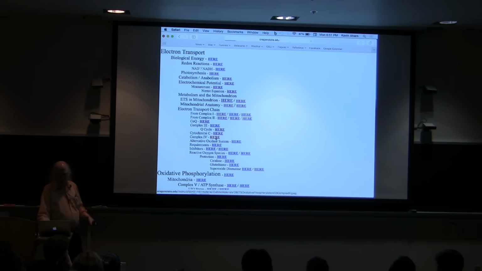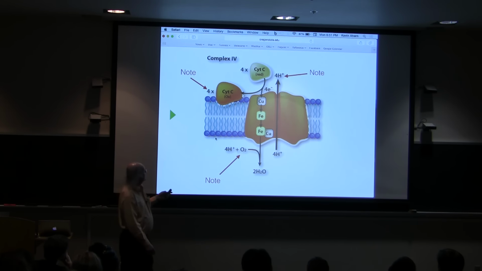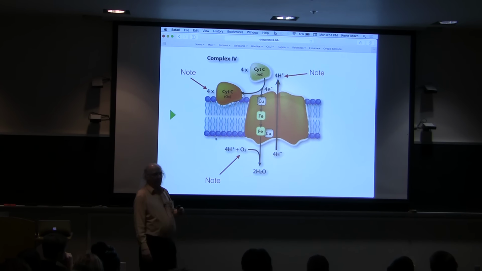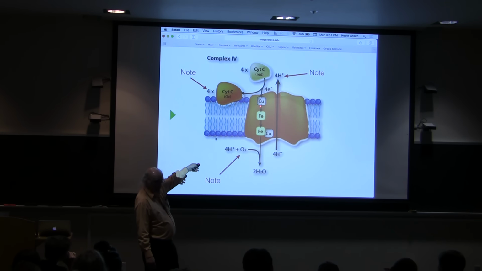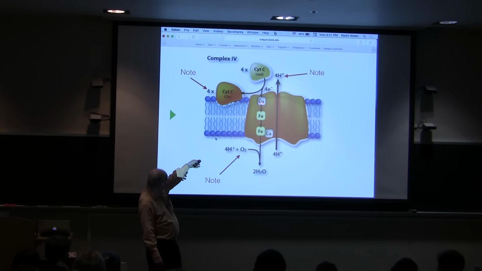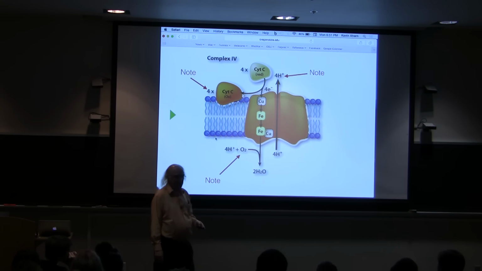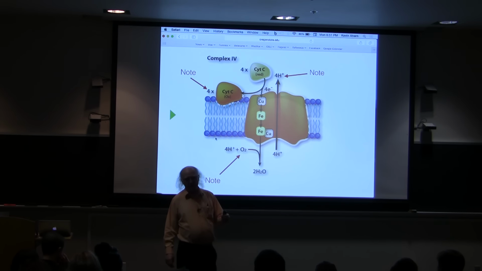Okay, complex 4. Complex 4 is where the magic of the electrons reaching their destination occurs. I pointed out that cytochrome C comes in reduced, goes out oxidized. There are 4 of these to make 4 electrons, and it takes 4 full electrons to make that happen. The electrons pass through cytochromes that have hemes within cytochrome that contain copper in one case, or actually in 2 cases, and iron in 2 cases. And so there's just a movement of electrons through there.